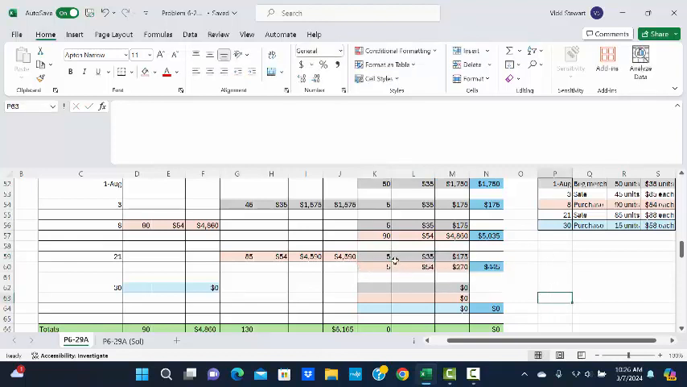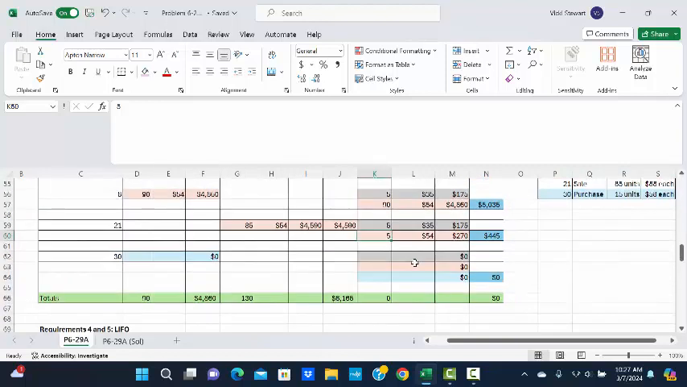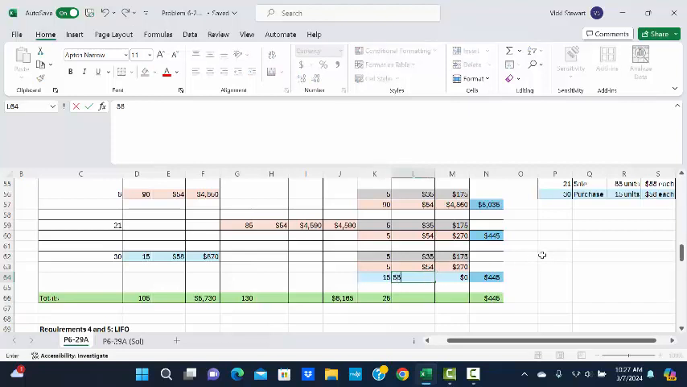Okay, so LIFO, you take the newest units. So that would leave the old units that we already had and then 5 of the new units. Then it says on the 30th, we purchased 15 units again at $58 each. So now our ending inventory for the month is going to be the 5 units at $35, 5 units at $54, and then the 15 units that we just bought at $58.